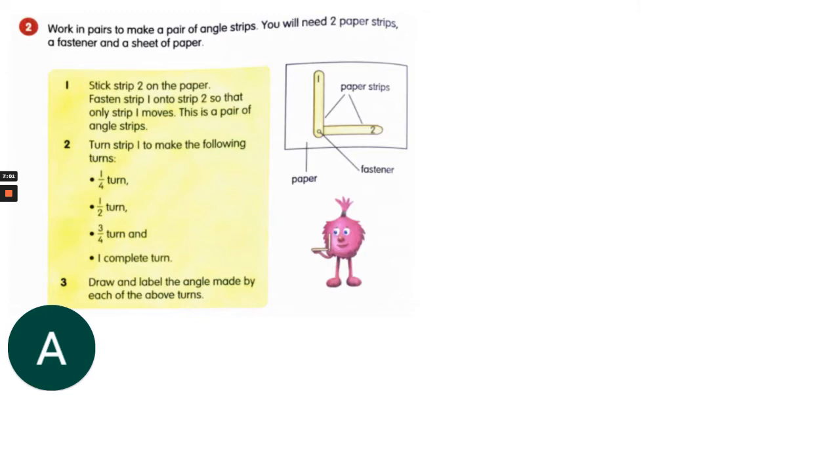Don't worry, I'm going to show you how you can make one without these things. But if you do have 2 paper strips and a fastener and a sheet of paper, then you can pause the video and make yourself an angle strip. If you don't have that, don't worry, because there is another way you can do it. I'm going to show you that in a second. Before we move on though, I'm going to ask you a few questions.